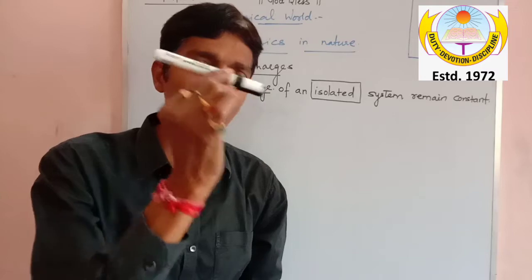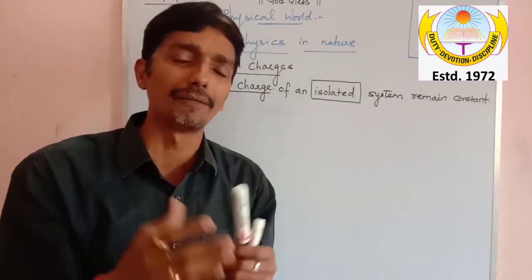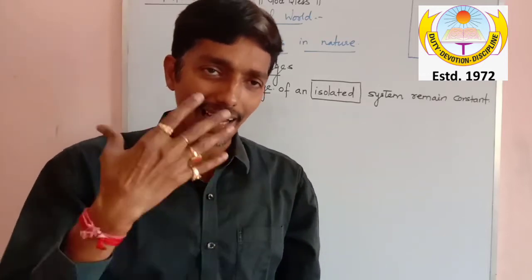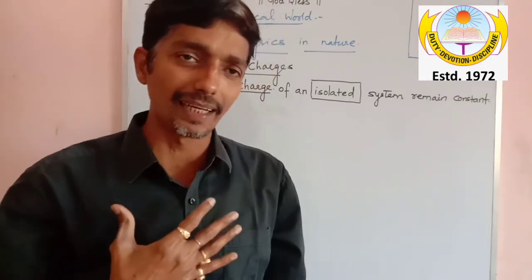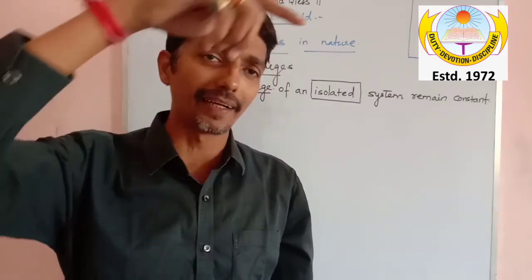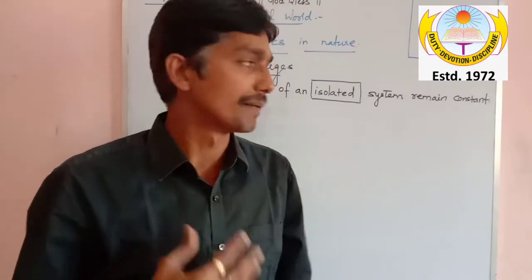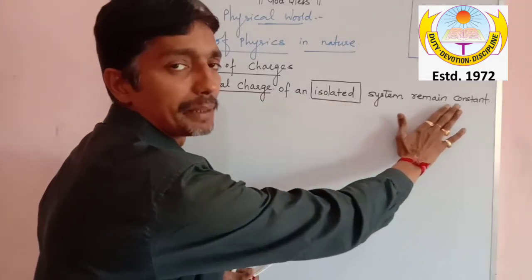Now it has become a system. So you can understand what we call a system. Even I myself am a system. Am I clear? I am a system, and around me there is a surrounding. So I can say I myself am the system, in the surrounding. Right now I can say I am an isolated system. So the total charge of an isolated system remains constant.